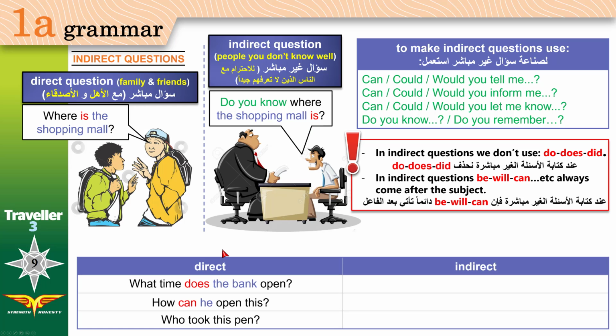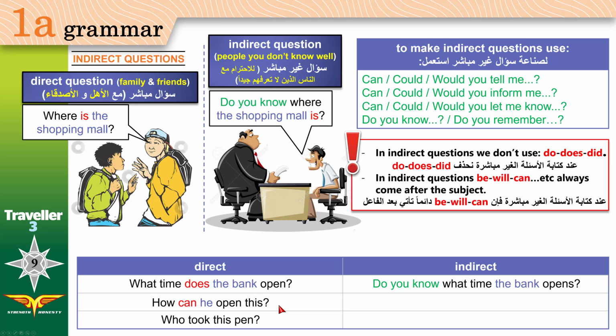Now, here are some direct questions. I want you to change them into indirect questions. Can you do that? What time does the bank open? This is direct. How do you make it indirect? Don't use do, does, or did. What time the bank opens? Add s to the verb because this is present simple.